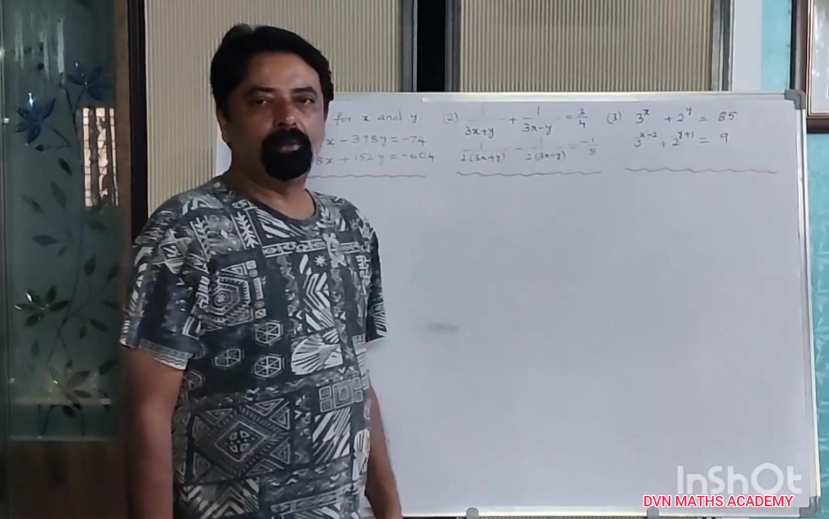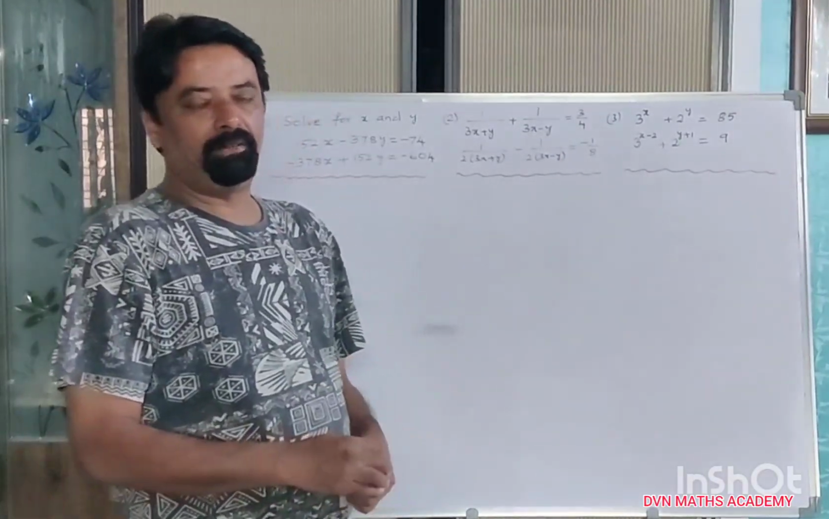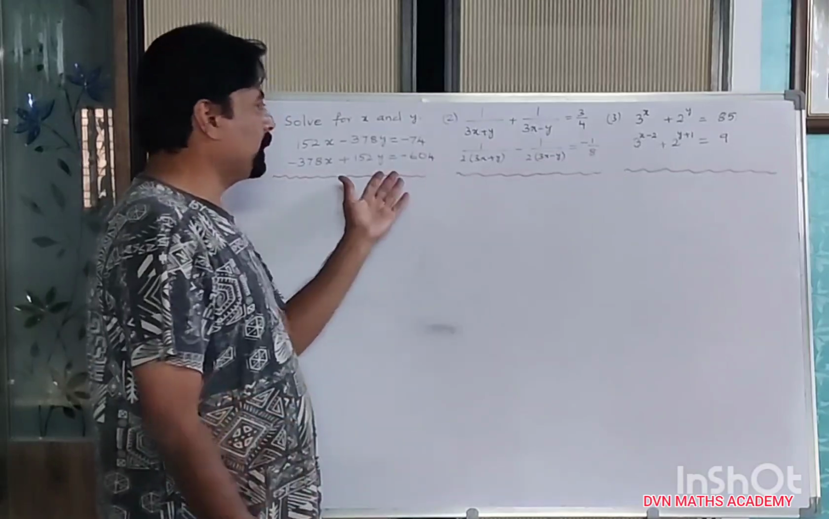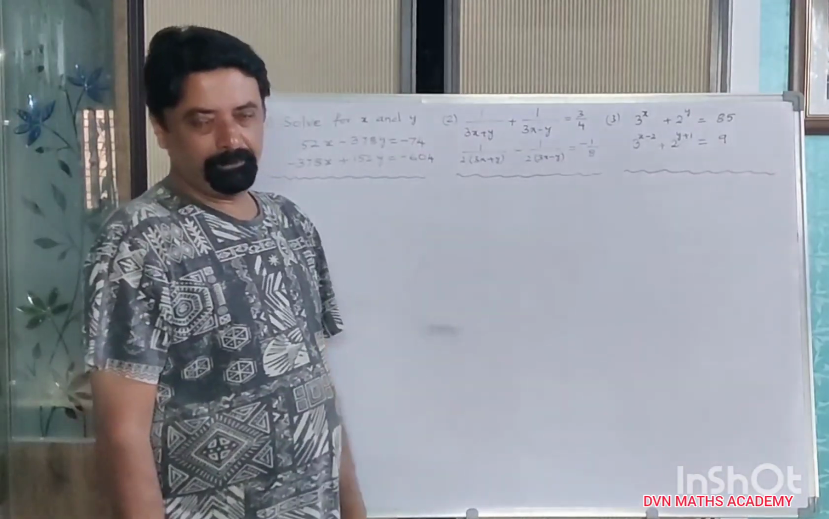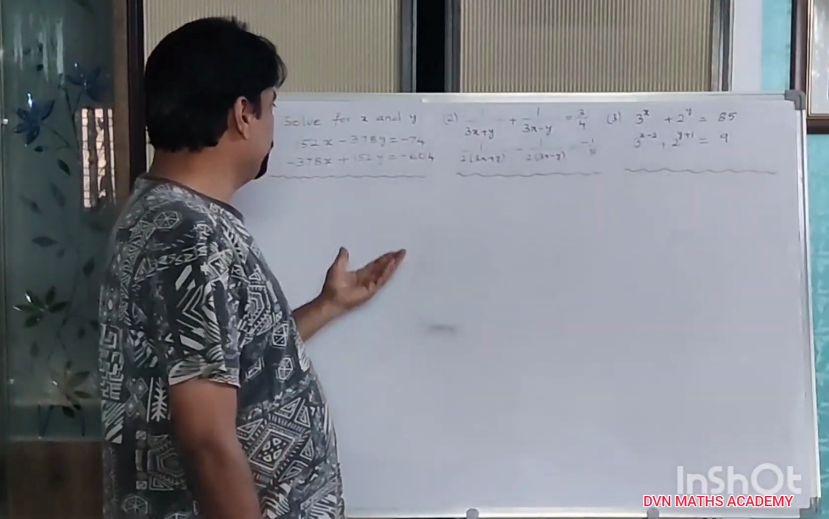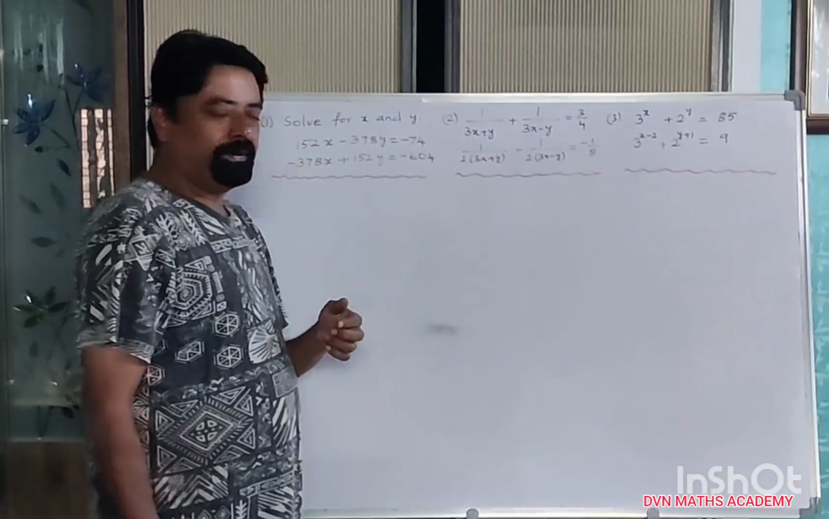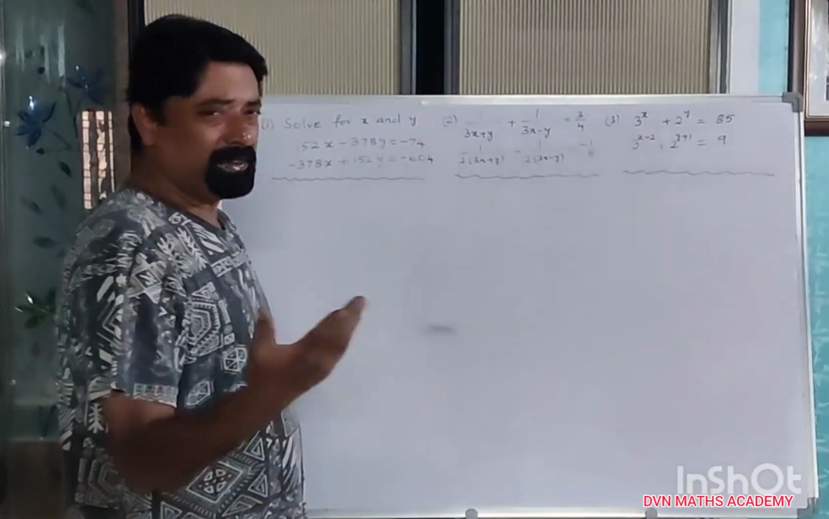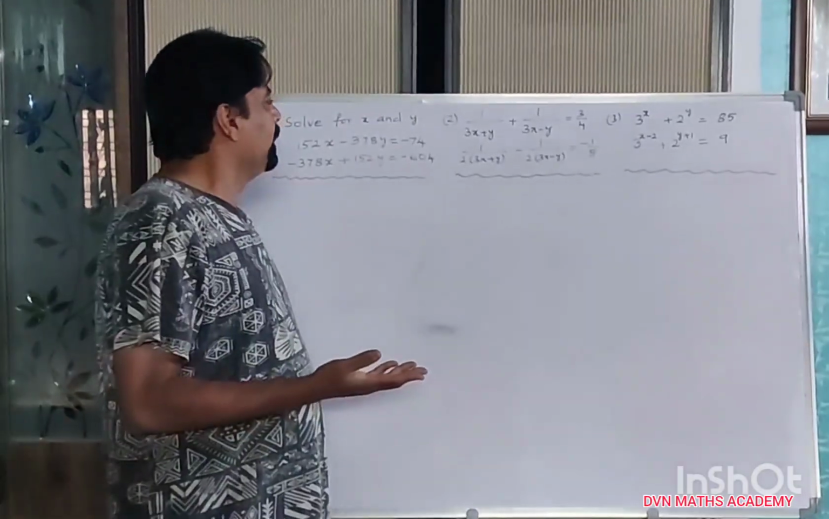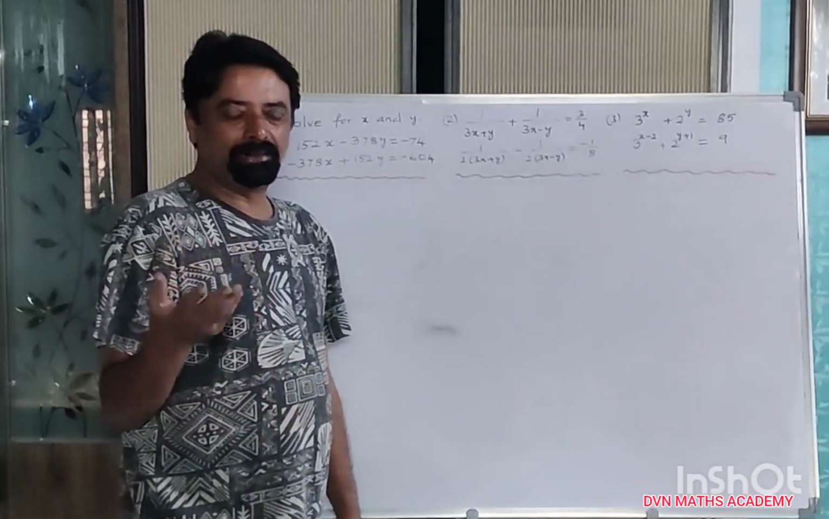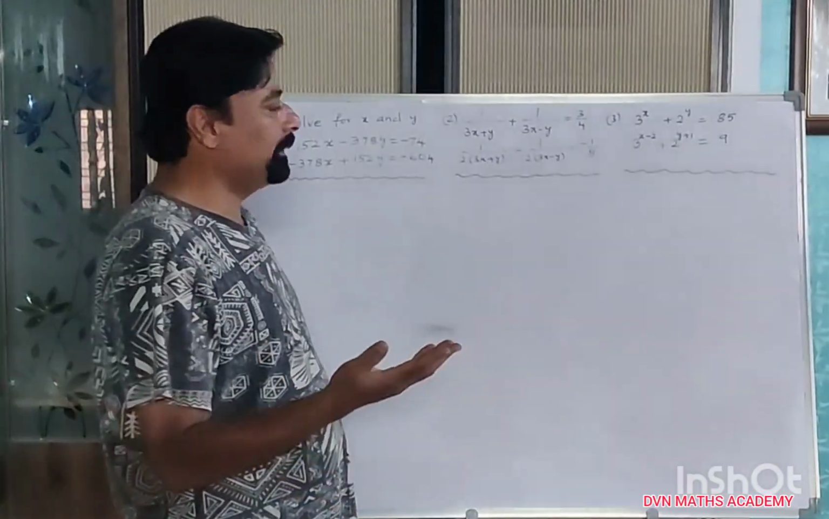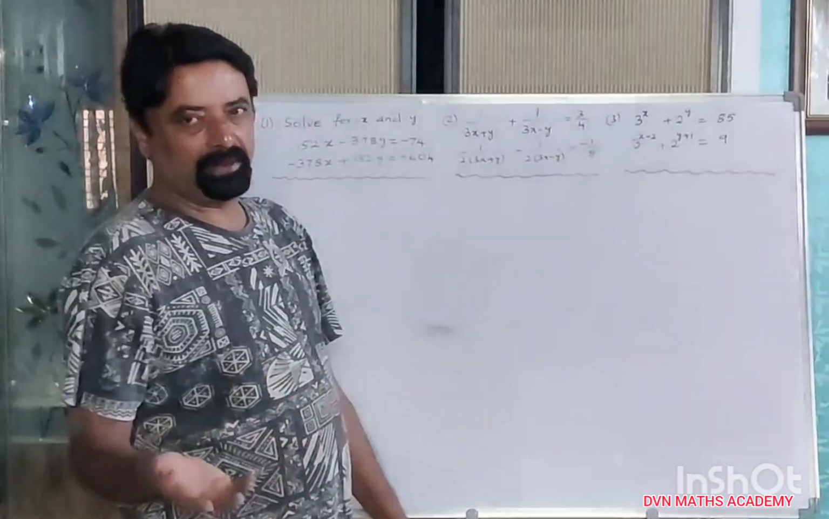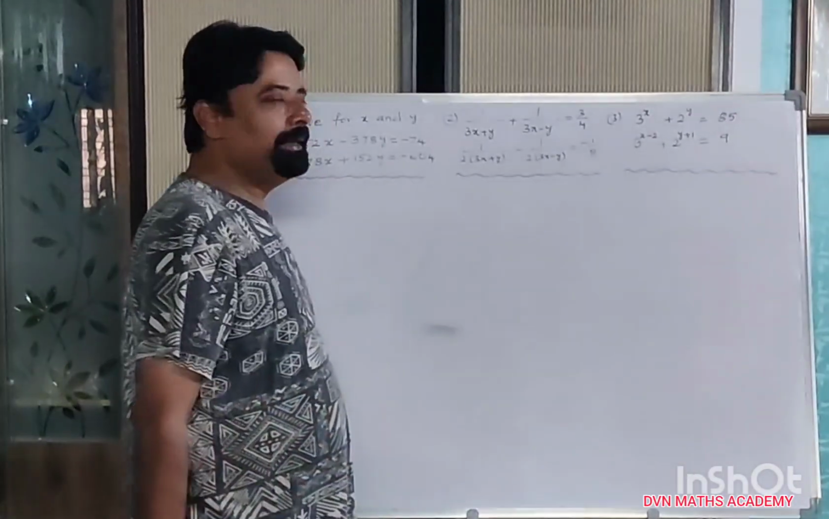10th class, one of the important chapters, pair of linear equations in two variables. From that chapter, I am going to explain some important questions today. In this chapter, there are different types of methods to solve pair of linear equations. The first method is the substitution method, the second is the elimination method, the third is the cross multiplication method, and another one is the graphical method. Like that, some methods are given.